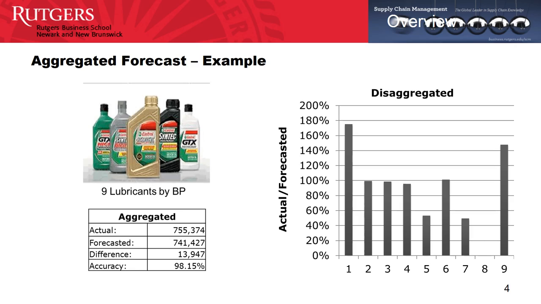On the figure to your right, you can see that if the forecast is accurate, then the bar should be at about 100%. The red circles show the items that we significantly under forecasted, and the yellow stars are the items that we significantly over forecasted.